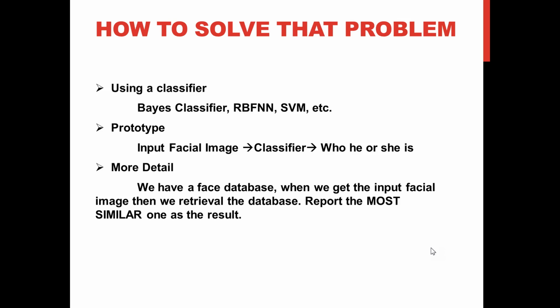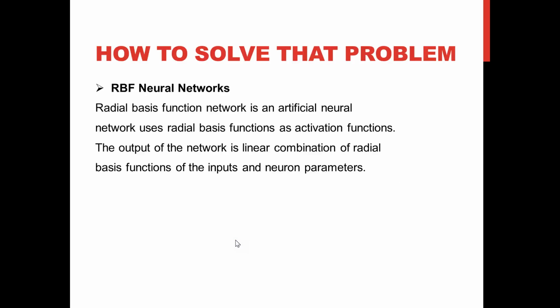There are a branch of classifiers we can choose. They are Bayes classifier, RBF networks, and support vector machines, etc. And the prototype of this system is very simple. Suppose you have a classifier, you input a facial image as an input, and the output is who he or she is. Very simple. Well, in more detail, we need a database, which means when we get the input of a facial image, then we retrieve this database and record the most similar one as the result. It's not exactly the same, but most similar.